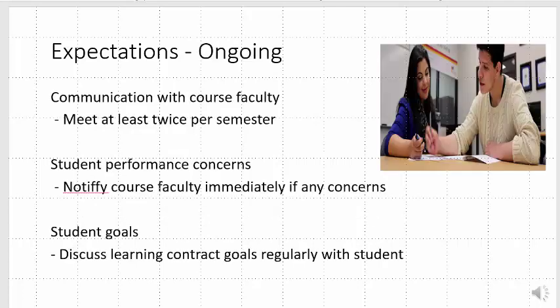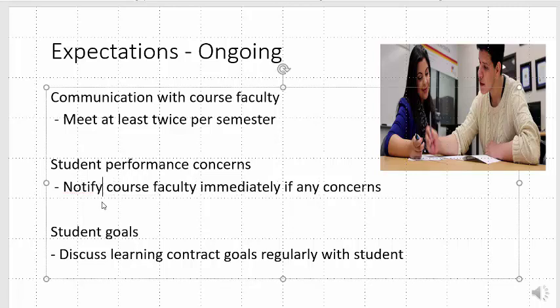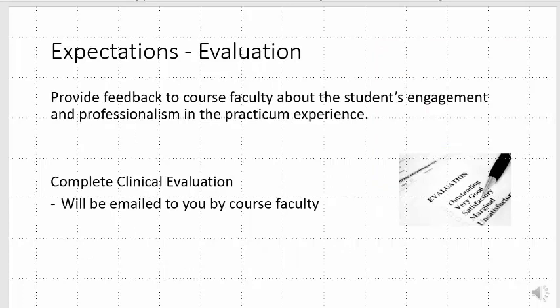And then during the precepted experience, you would communicate with the course faculty at least twice during the semester, and then you could notify course faculty, that would be me, if there are any concerns, and also discuss the learning contract goals regularly with the students. At the end, an evaluation form will be sent to you to fill out.